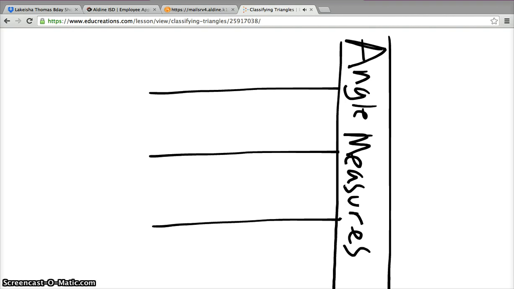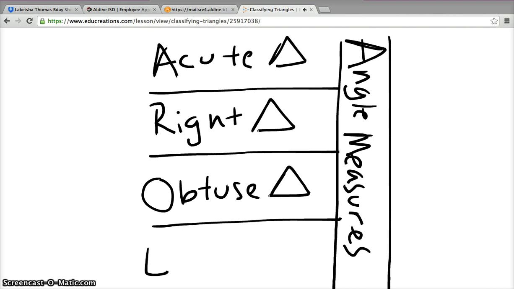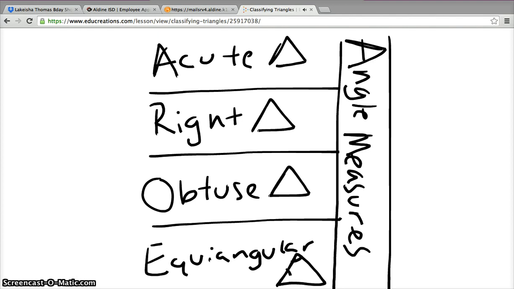Okay, we can classify triangles by angle measures and side lengths. So let's first talk about the angle measure ones. We have an acute triangle, a right triangle, an obtuse triangle, and equiangular triangle. And remember arc marks, so we're going to put arc marks there. Okay, so that's the front.